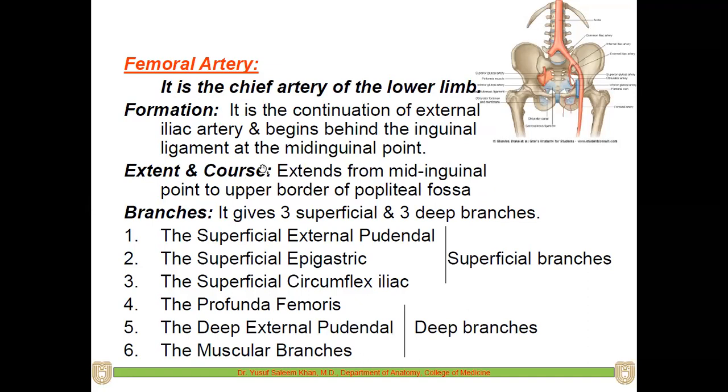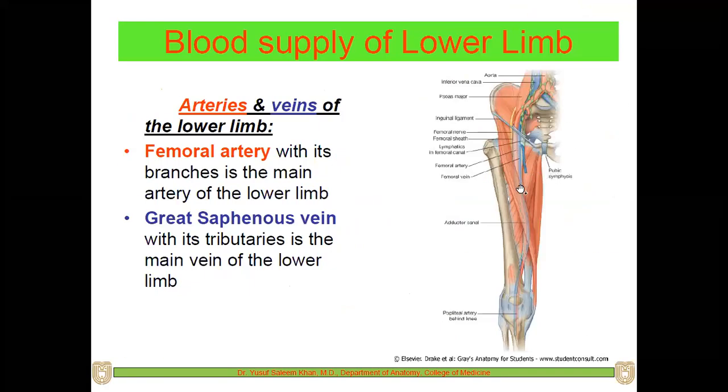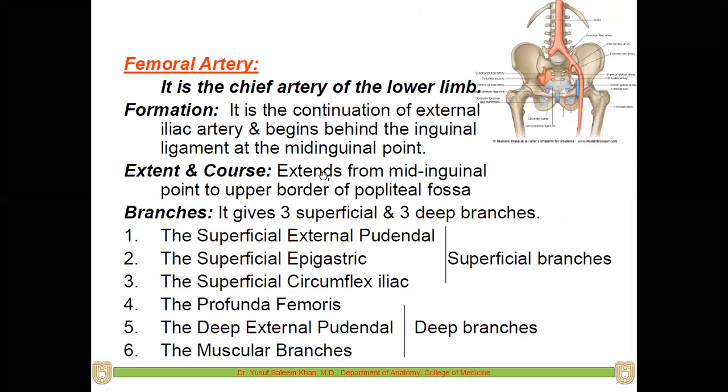Extent and course of this femoral artery: it extends, as we saw, from the mid inguinal point to the upper border of the popliteal fossa. So it will come forward like this, then it winds later. I will show you how the course of this artery will go. So it will be going up to the upper border of the popliteal fossa. We'll see the popliteal fossa later, where it will continue as the popliteal artery.